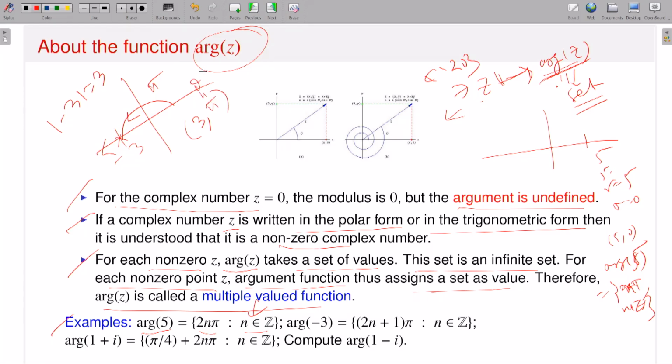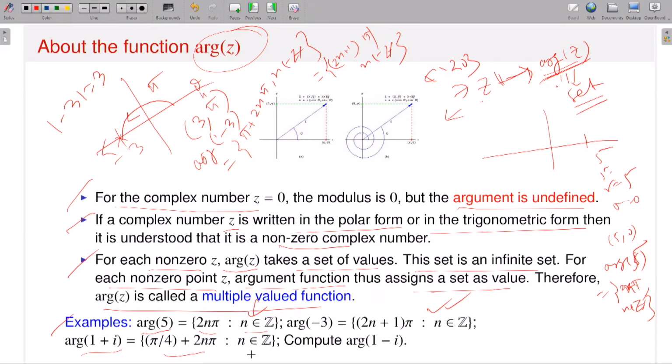But what is the argument set of minus 3? This is a set function, so it should be pi plus 2n pi, where n runs over Z. This is the same as (2n plus 1) times pi, where n runs over Z. And that's exactly what I have written. Similarly, for the argument of 1 plus i, using the trigonometric form, the argument theta will be pi by 4, and then you just add 2n pi, with n running over Z.